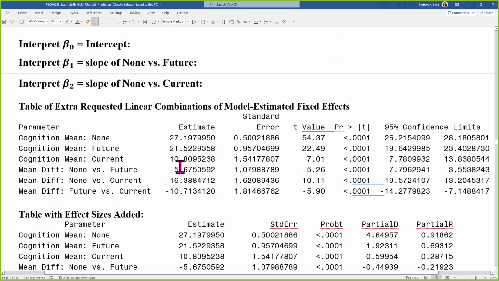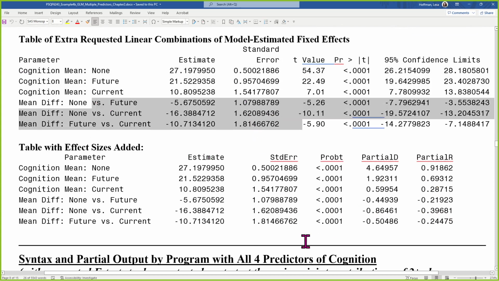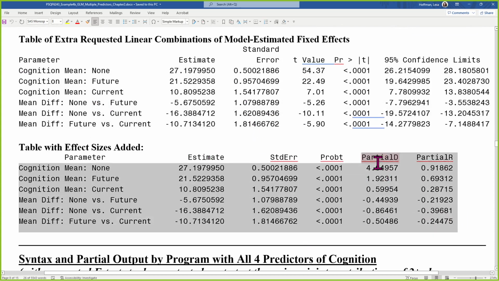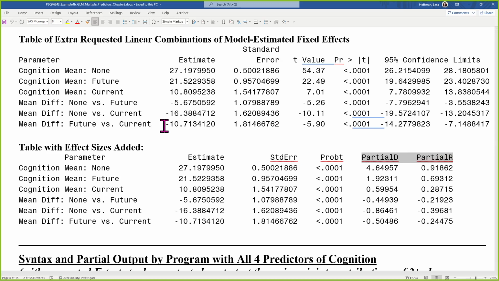And here are my linear combinations. They give me all the means, all the mean differences in one table, and then I concatenated the last 2 columns here of effect sizes to go with them. So now we've got a handle on what are the bivariate associations for each of these variables. We can stick them all together and see what happens.